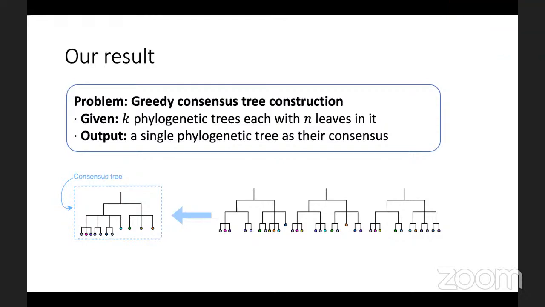So this problem is about constructing greedy consensus tree in near optimal time. The input of our problem is k phylogenetic trees, each with n leaves in it. Each leaf of the phylogenetic tree represents a species, and since the input trees may conflict with each other, we need a consensus tree to summarize their structure.